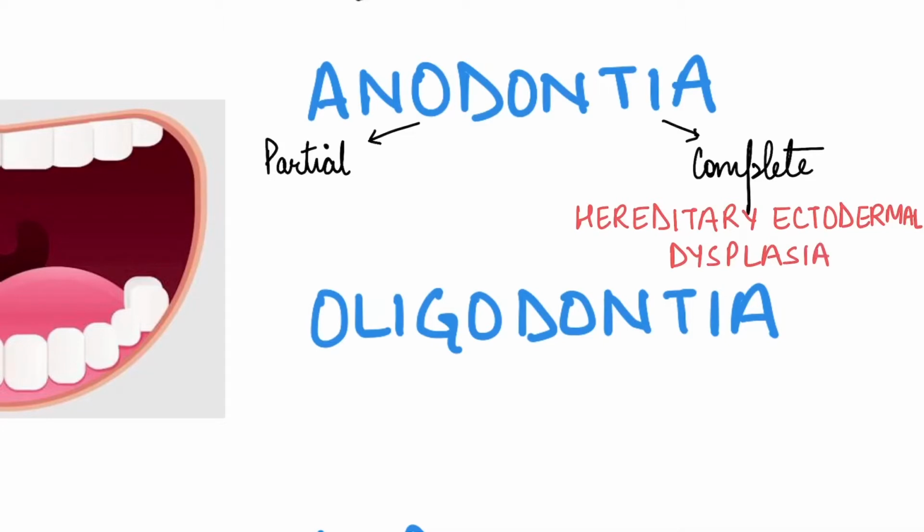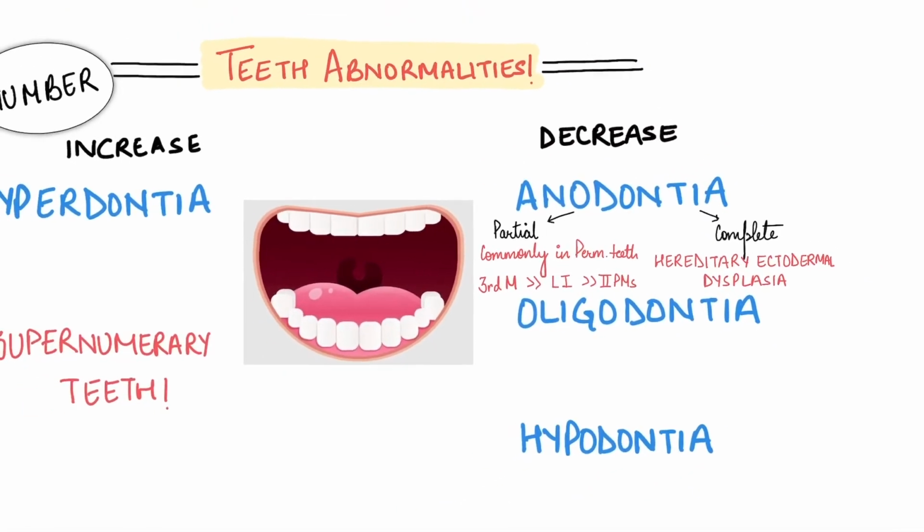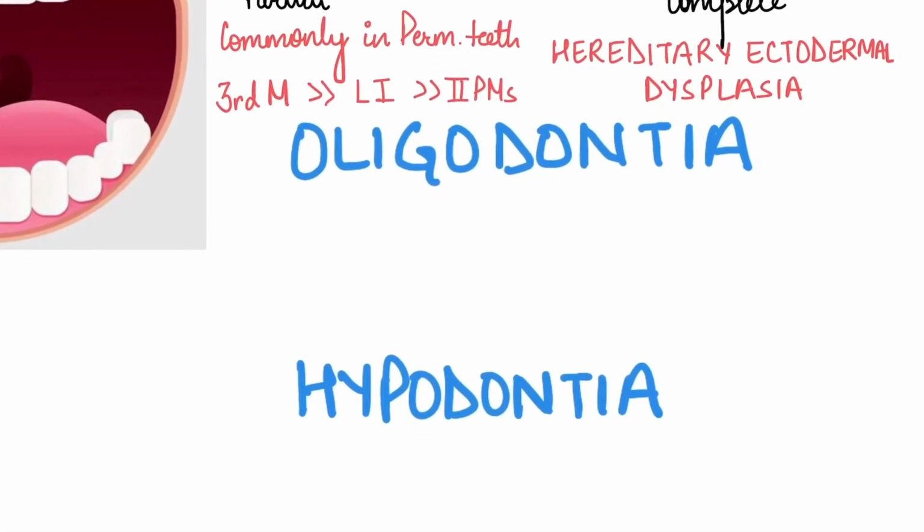So now we see partial anodontia. It is congenital absence of one or more teeth, and usually the permanent teeth are more affected than primary. And in the permanent teeth, we see a lot of people with missing third molars, followed by maxillary lateral incisor and second premolars. And these congenitally missing teeth are rarely present in primary dentition, but if they are present, usually the maxillary primary lateral incisors are the ones that are congenitally missing.